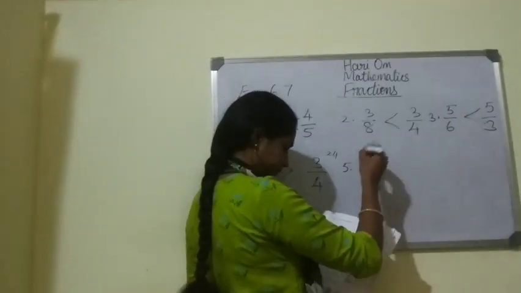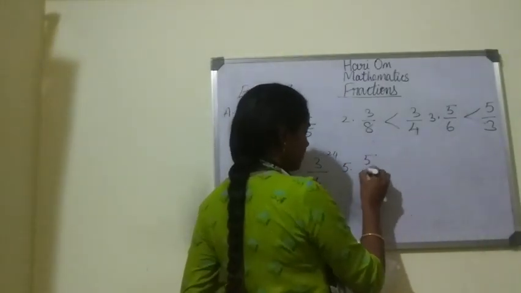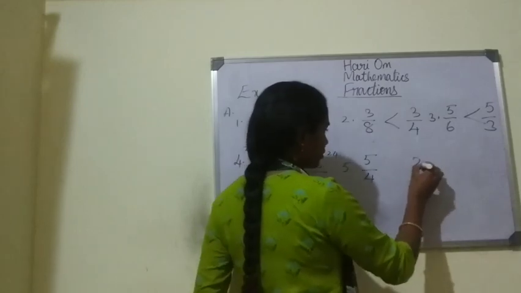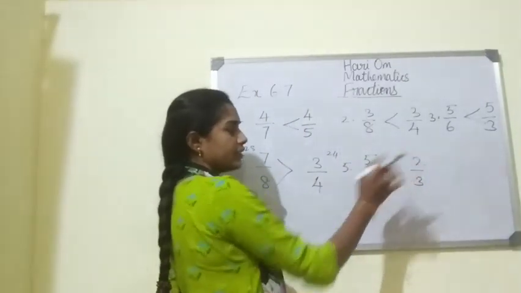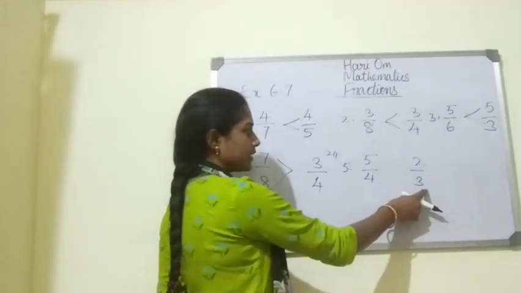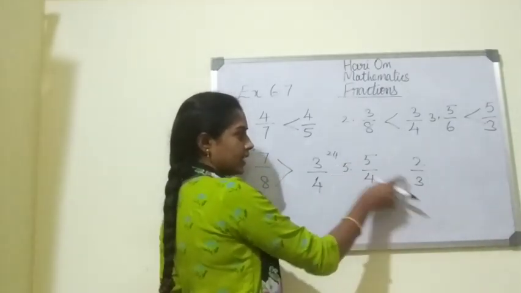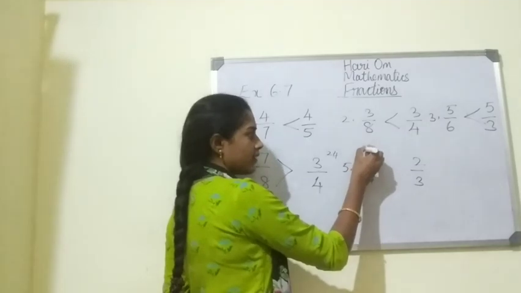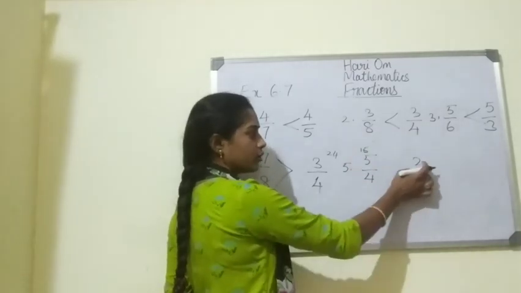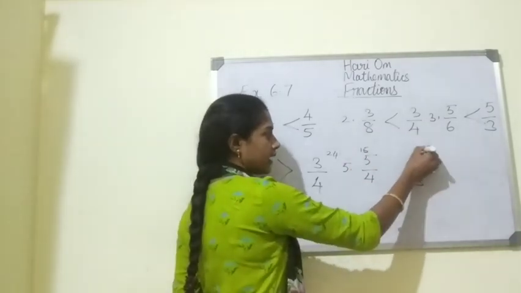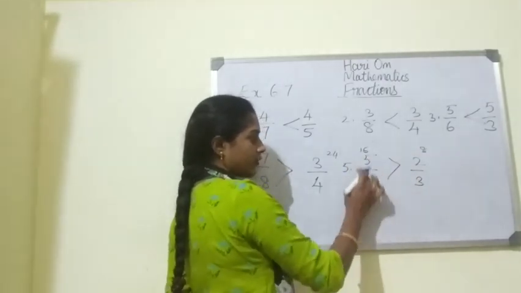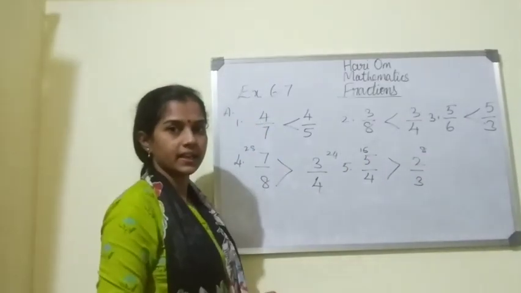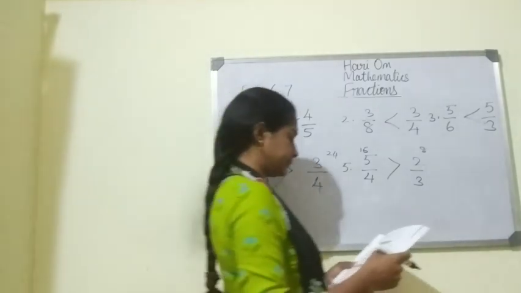Fifth one, 5 by 4 and 2 by 3. Again we have different denominators and different numerators. So cross multiply. 3 5s are 15. 4 2s are 8. We have 15 and 8. So 15 is greater. So 5 by 4 is the greatest fraction.